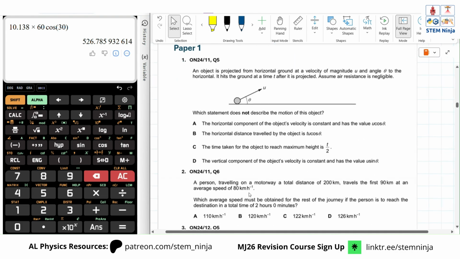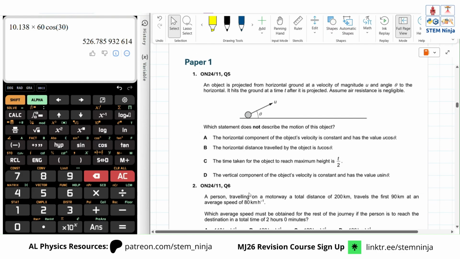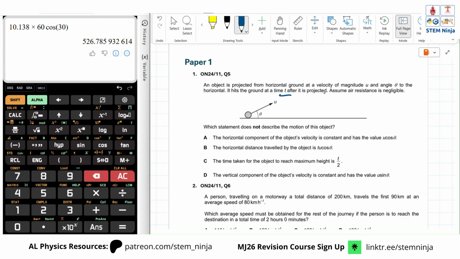We saw some of these questions in the previous video, so this video will focus on free fall and projectile motion. An object is projected from horizontal ground at a velocity of magnitude u, at an angle theta to the horizontal. It hits the ground at a time t after it is projected. That means somewhere over here. Assume air resistance is negligible. Which statement does not describe the motion of this object?